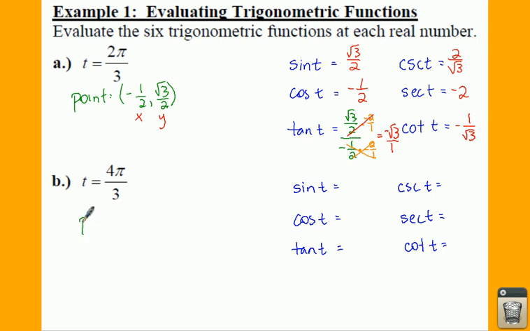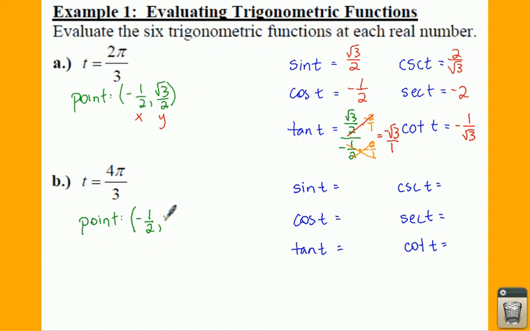4 pi over 3. Miss Crab, 4 pi over 3, what quadrant would that be in? Wow, you had to look at your circle. She had to look at her circle. Not everyone has it memorized. Not everyone is that smart. What was that? Nothing. Just kidding. Joke's on me.